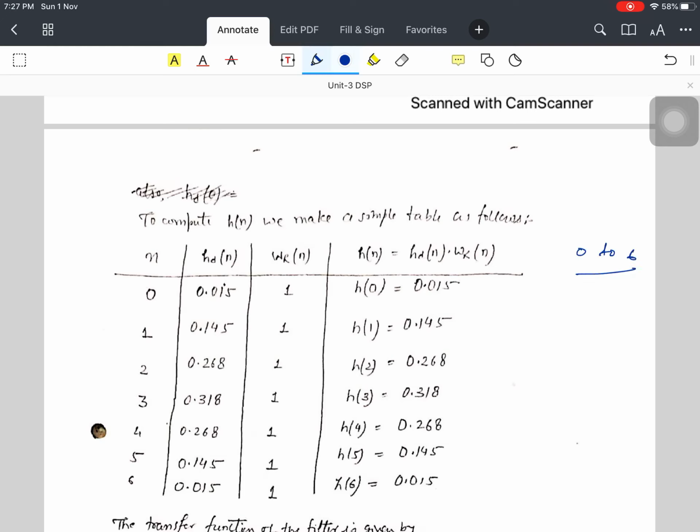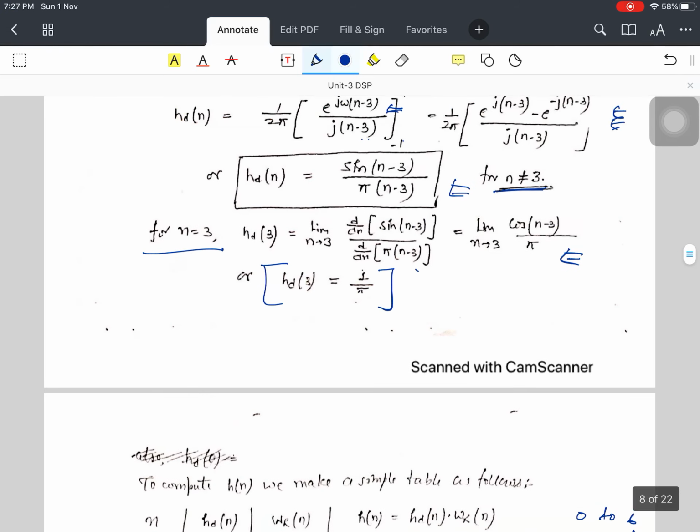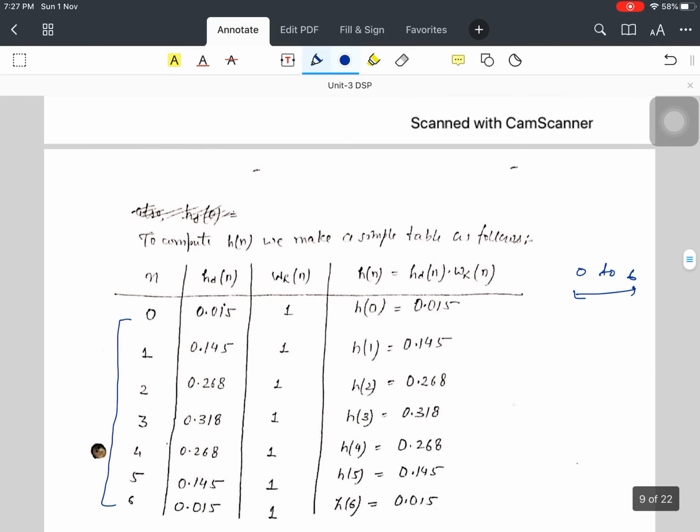For different n, we can make this table. We have this generalized hd(n), and we put n equal to 0, 1, 2, 3. For 3 we have already calculated this value, then 4, 5, 6. So, we get these different values of hd(n) using the above equation. Now, if I talk about the rectangular window, the rectangular window is 1, we know the function.